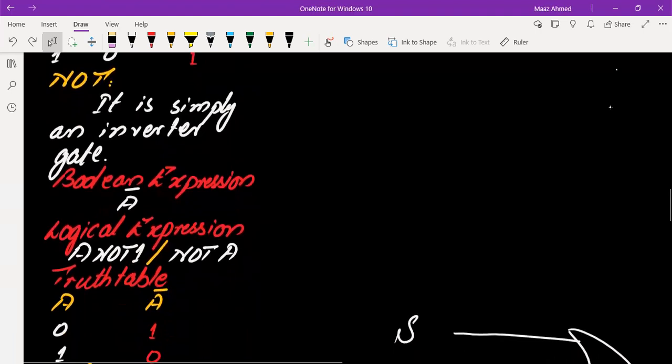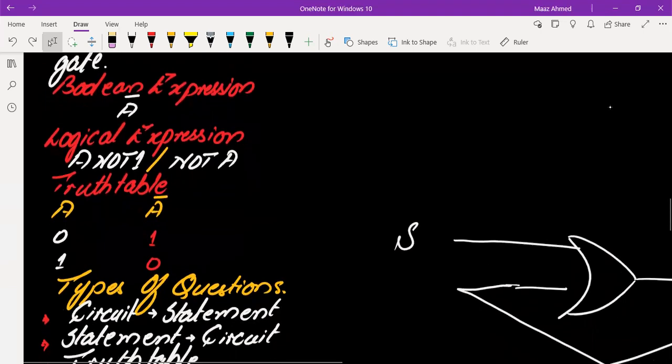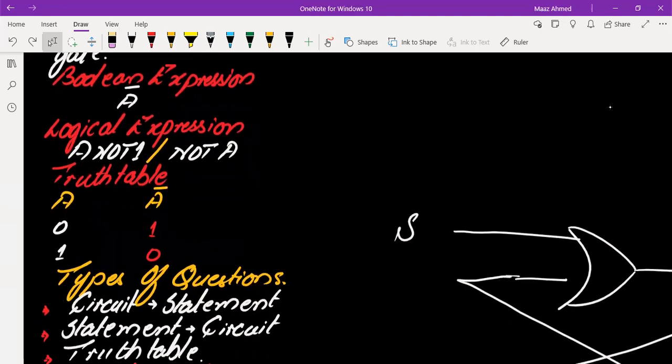Coming towards the NOT gate. The NOT gate says that it is simply an inverter gate. Whatever value you place in it, you will be getting the reverse of it. Only two values can be input because it's Boolean. So for 0, it will be a 1, and again for 1, it will be a 0.